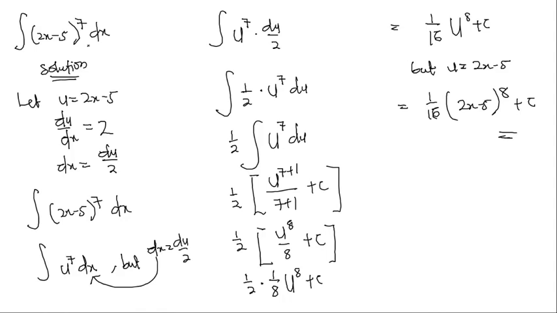Right, let's have a look at one final example. Alright, so example number 3, we have to integrate the function 2x on the root of 4x squared minus 1 dx. Looking at this question, we know we cannot integrate directly, so we need to use the method of substitution.